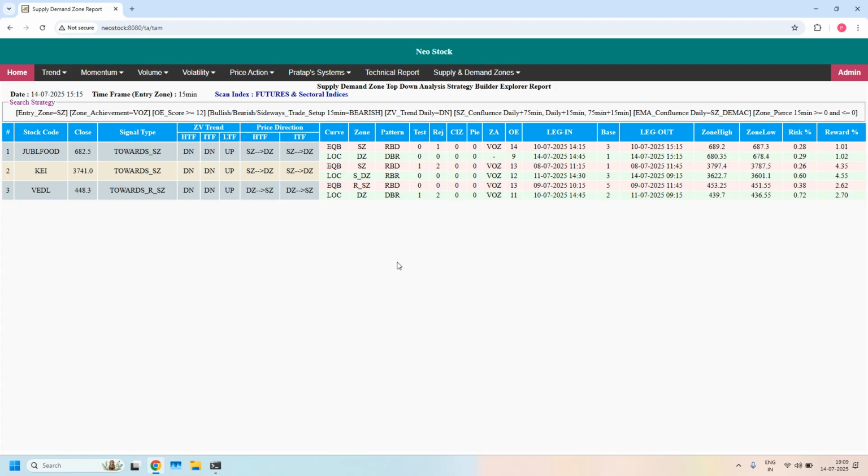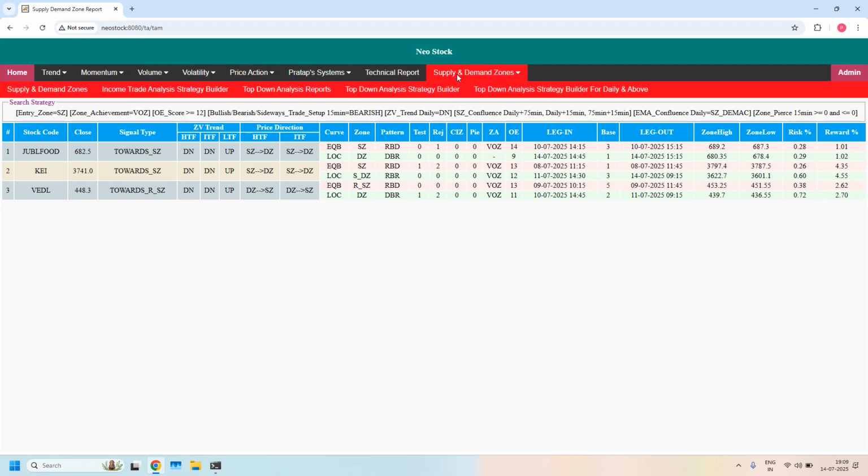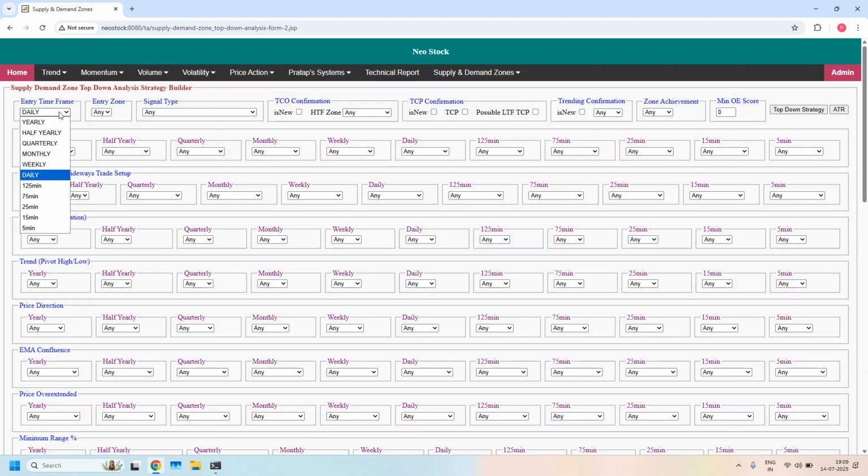So this is about the bearish trade setup for the daily income trade. Next we will look into the hourly income trade reports. Entry time frame is 5 minutes. The entry zone is a demand zone, and bullish, bearish or sideways, I am selecting sideways.